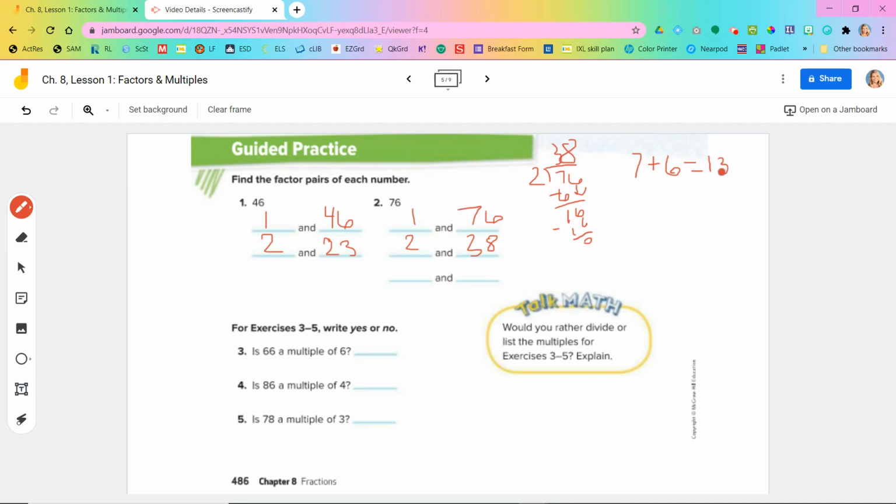76, 7 plus 6. 7 plus 6 is 13. 13 does not evenly divide by 3. So 3 can't go here. It doesn't work. So now let's try the next number, 4.